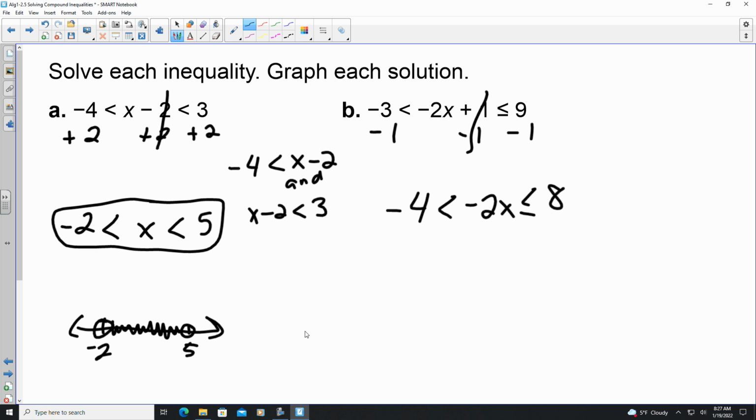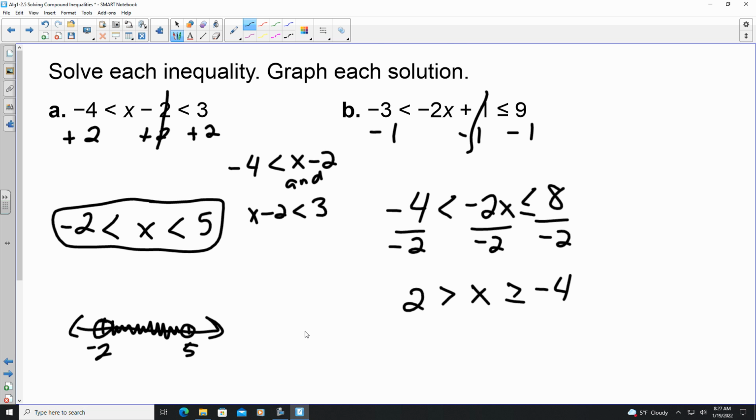Sorry about that. Now here, this is going to be dividing both sides by negative 2. Again, remembering the rule about multiplying or dividing by a negative number. I divided by negative 2, so my inequalities are going to be changed. So negative 4 divided by negative 2 is positive 2. This now becomes greater than. This becomes x. This becomes greater than or equal to, and this becomes negative 4.